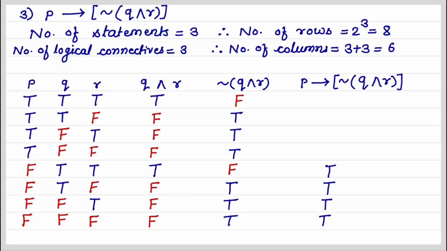Now we will see for the first 4 values. Here first statement is true and second is false. Therefore their implication is false. And then for next 3 values, all the values for second statement are true. Therefore their implication is true.